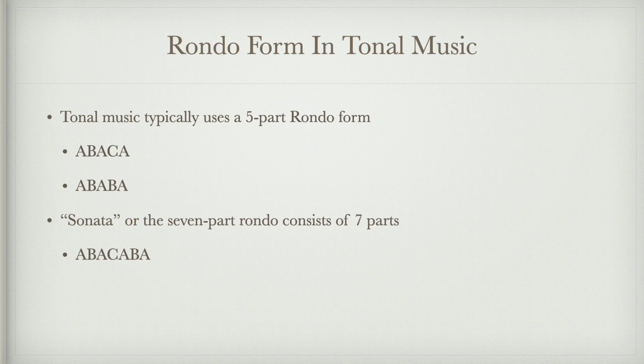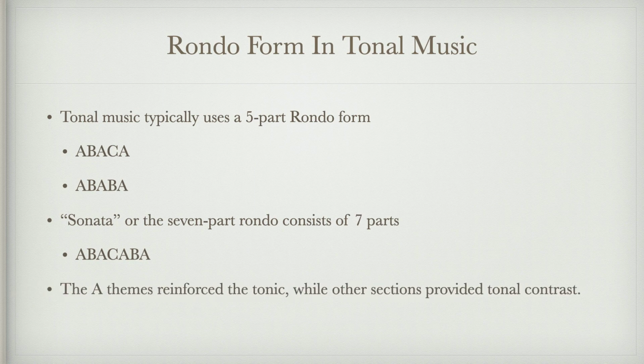So the important thing about rondo form in tonal music is that the A themes reinforce the tonic, and the other sections are designed to provide some sort of tonal contrast. But every A section you come back to the tonic because you're always coming back to that primary key area. Everything else, all the B and the C sections, those are just diversions from the tonic, but they're still related to the tonic, and you can hear their relationship.